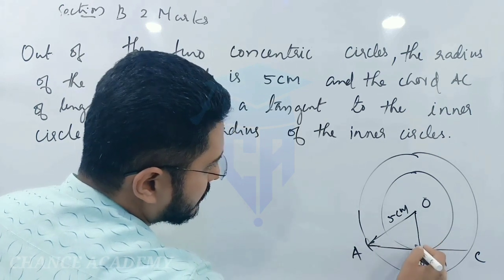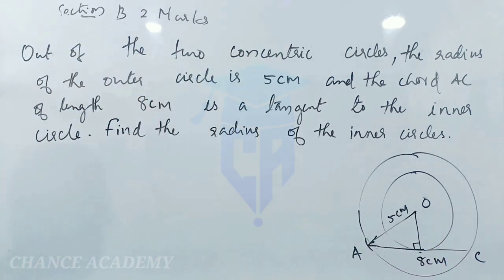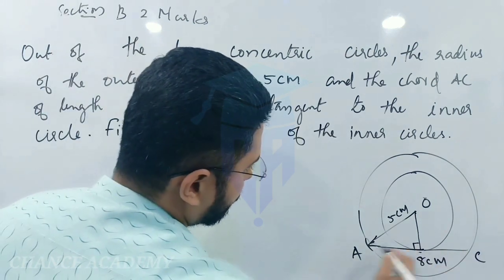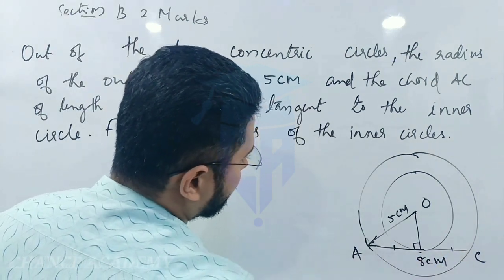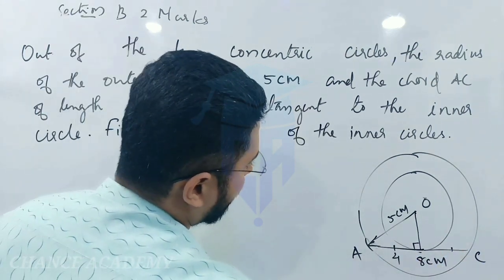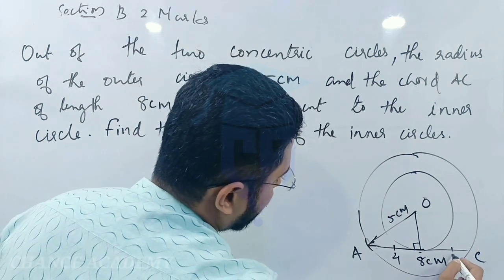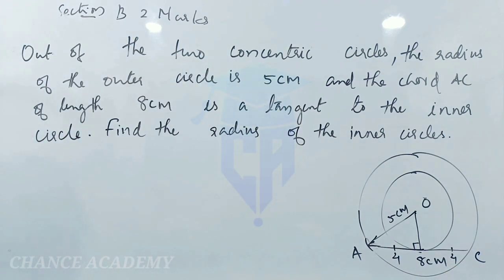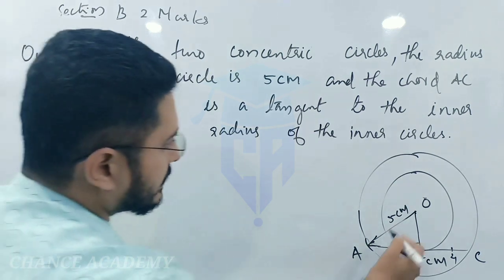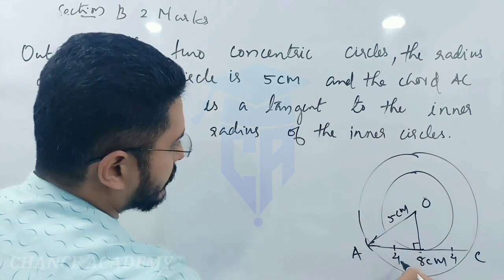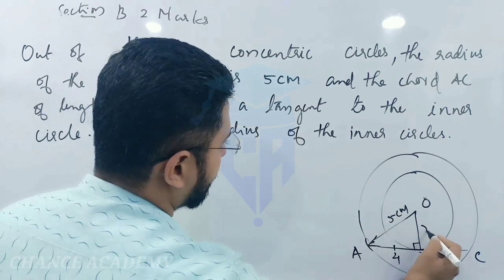And one more thing, this is a chord, and the radius will meet the chord that is tangent to the inner circle at 90 degrees. Considering these two, these two lengths will be the same, as it will bisect, so that will be 4 centimeters each. Now we have the hypotenuse of a right triangle as 5 centimeters, this leg is 4 centimeters, and we need to find this radius.